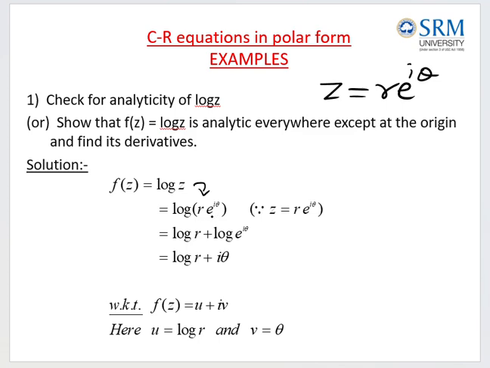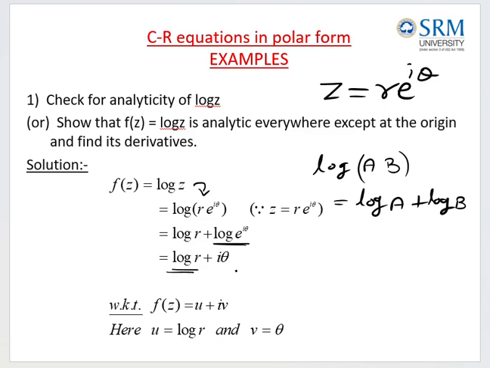So this is of the form log of ab. Log of ab I can write as log a plus log b. So that can be written as log r plus log e power i theta. Log e power i theta is nothing but i theta. So the real part is log r, the imaginary part is theta. So now we got what is u and what is v.